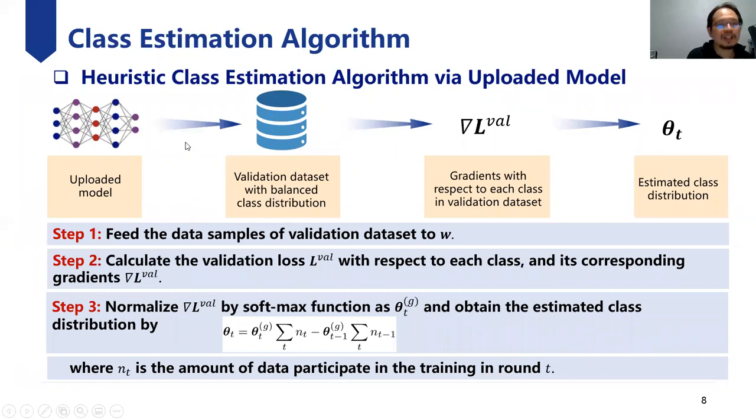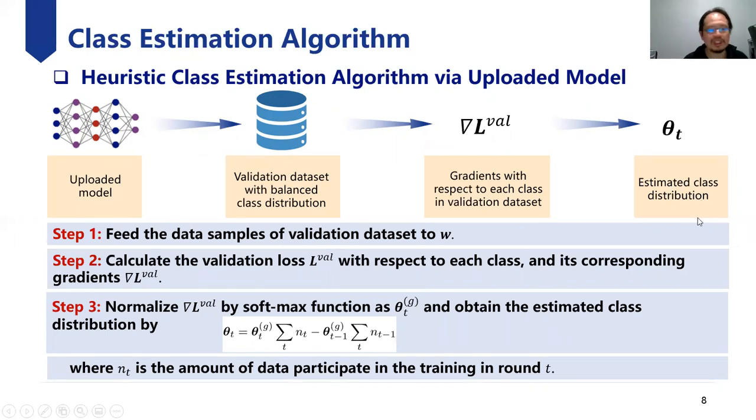And then the class estimation algorithm is an important thing. How it works is that, as you can see in this diagram, we can upload the model, and then we validate on the data set with the balanced class distribution. The next step is that we have the gradients with respect to each class in the validation data set, then we get the estimated class distribution.